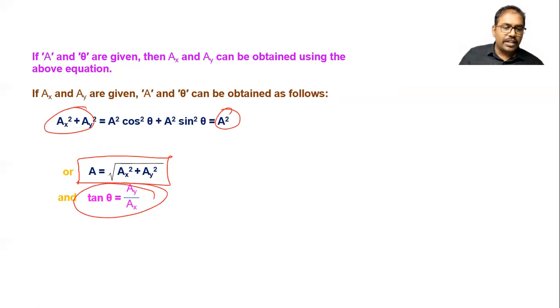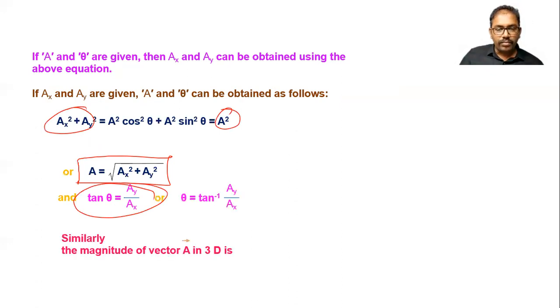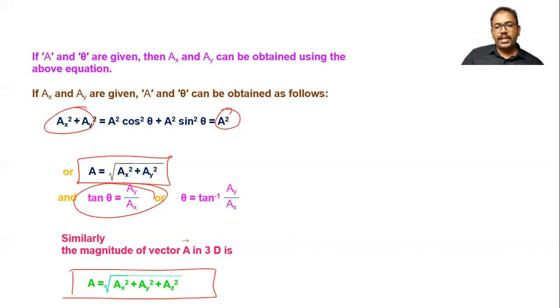So in the three-dimensional case, only the Az we have to add here. So this formula gives us the magnitude of the vector A.